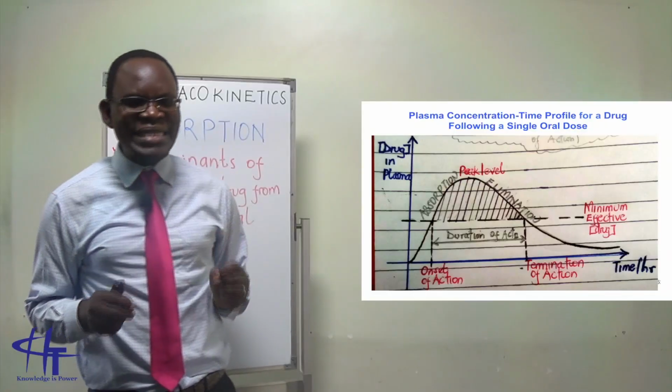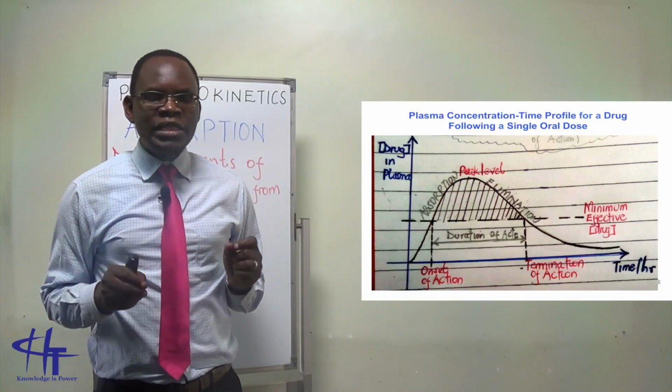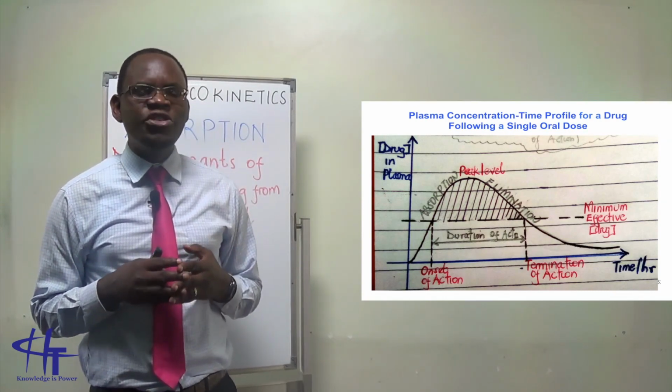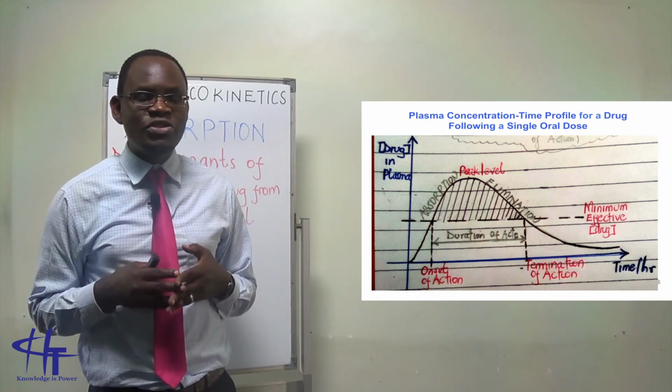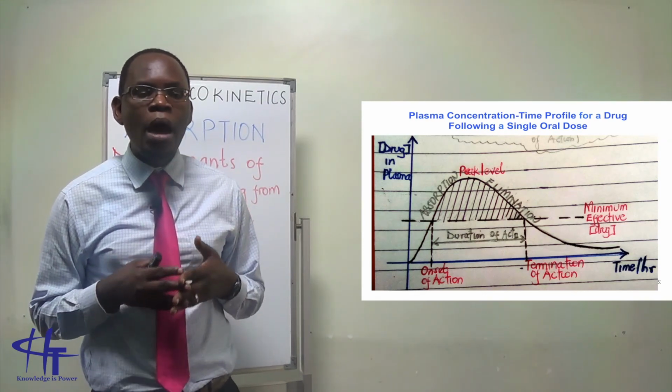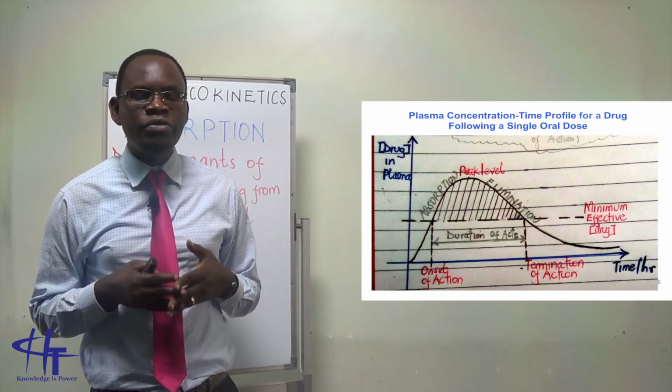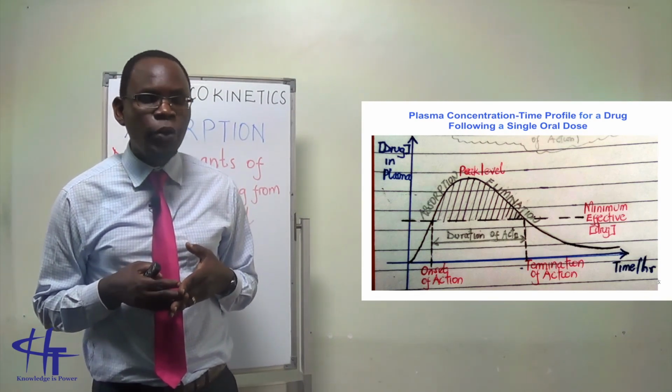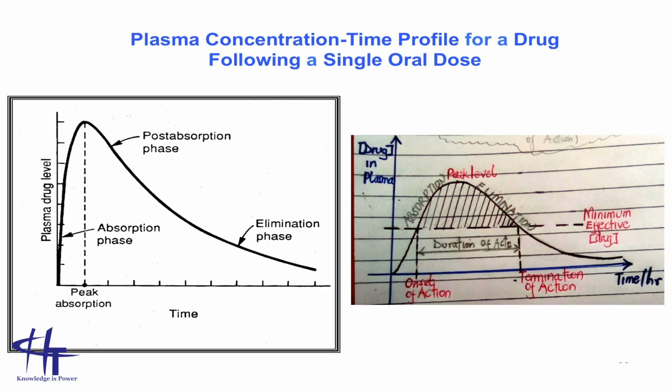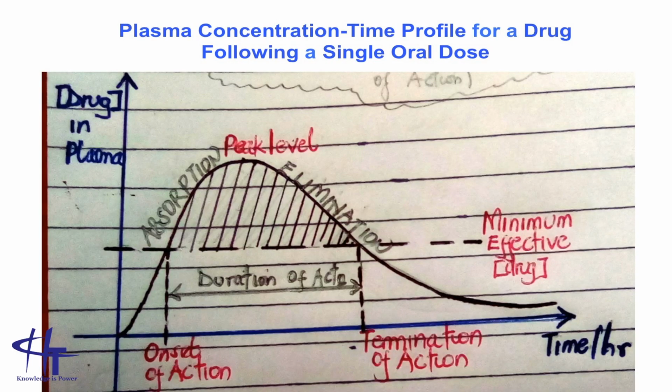Now, lastly, it is very important for you to appreciate what we call a plasma concentration versus time profile for a drug, or the time profile for a drug, following what we call an oral dose. The drug that you see before you has been drawn with the axes: we have the time in hours, and then the concentration of the drug.